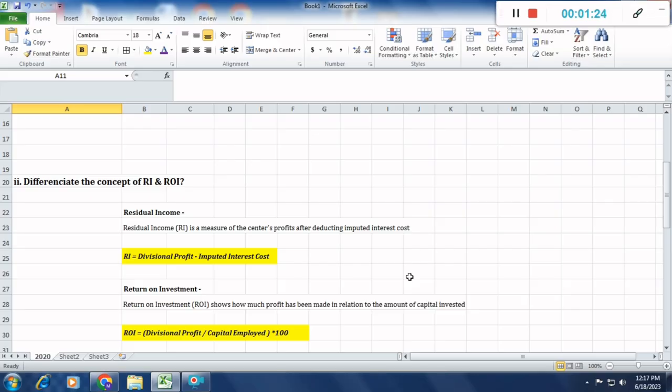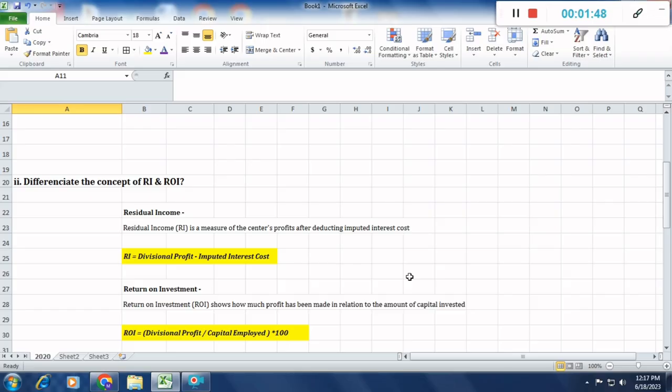So first we look at residual income. What is residual income? Residual income is a measure of the divisional profit after deducting imputed interest cost. So we can calculate the residual income like this: divisional profit minus imputed interest cost.